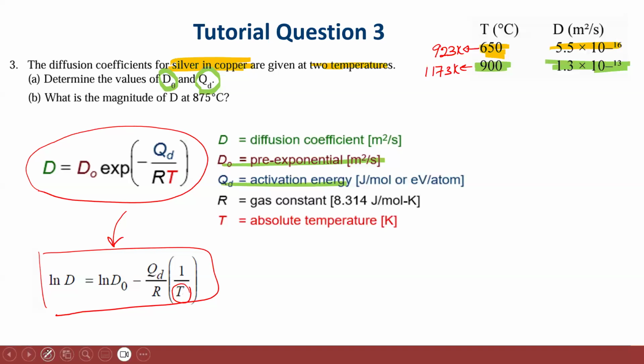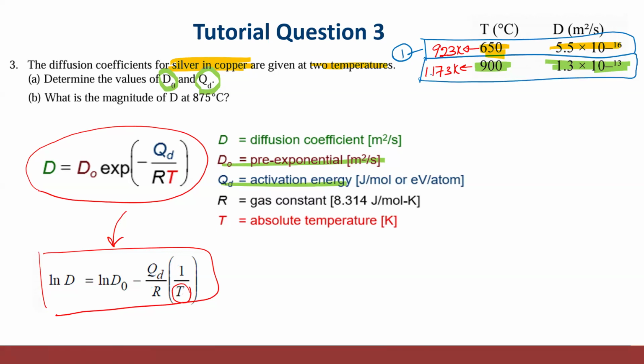So if you consider this is your first temperature and these are your first 2 numbers, if you apply those 2 numbers to this equation, you still have 2 unknowns, Q D and D naught. You can't solve it. When you apply the second set of values to the same equation, again you have two unknowns, isn't it? So you can make two equations with two unknowns. So we should be able to solve these two simultaneous equations and find the two unknowns. Am I right?